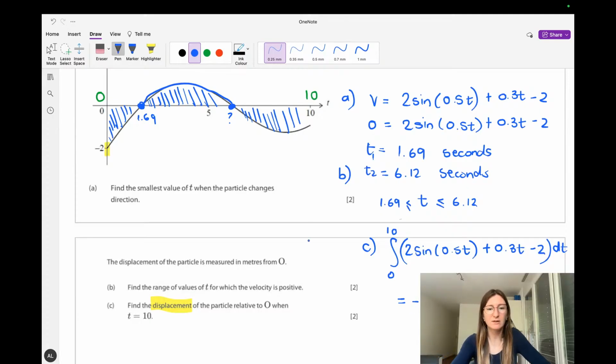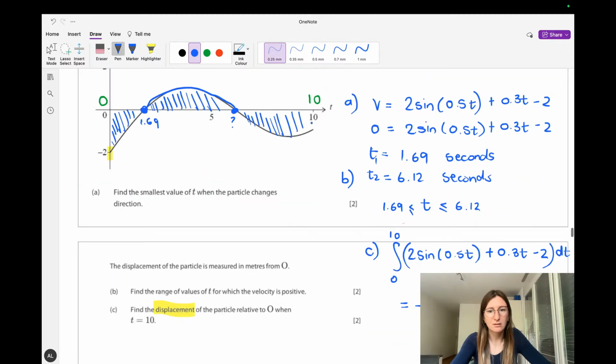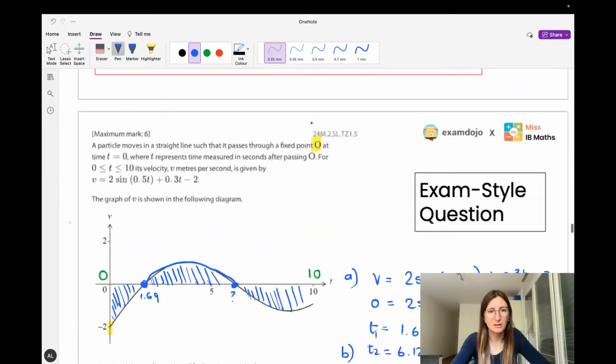And the fact that it's negative is fine because it's displacement. That makes sense. The area under the curve is more than the area above the curve, and that actually makes a lot of sense. And we're in seconds. No, we were finding distance.